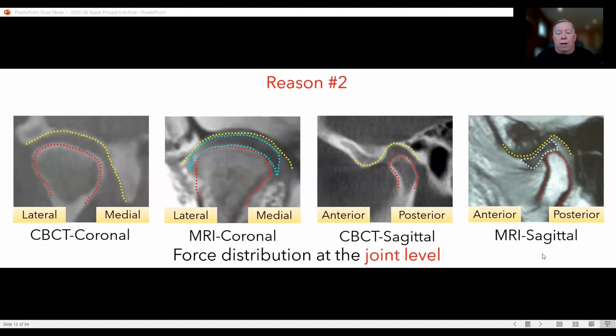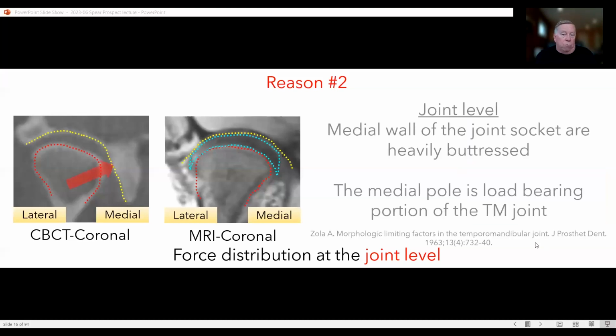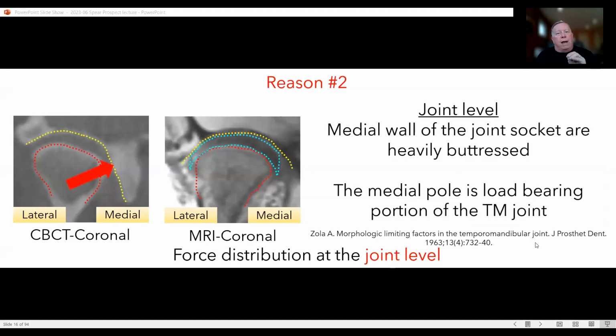And now it gives you a real good idea of what normal joint anatomy looks like when we're talking about force distribution at the joint level. Because don't forget, the muscles sit between the teeth and the joints. Force is going to be distributed between the teeth and the joints. So, couple things to understand.